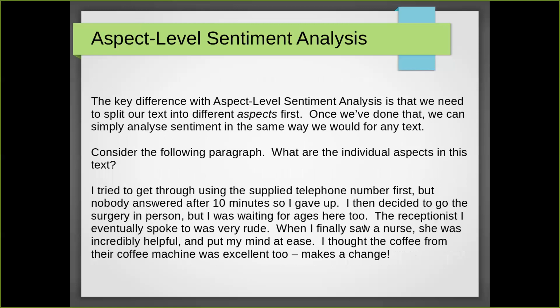So a key difference with aspect level sentiment analysis is that we have to first split our text into different aspects. Once we've done that, we can just do sentiment analysis in the same way that we've just done. But it's that way of being able to split up the text into the different things that people are talking about. So consider this following paragraph. What would you say are the individual aspects in this text?